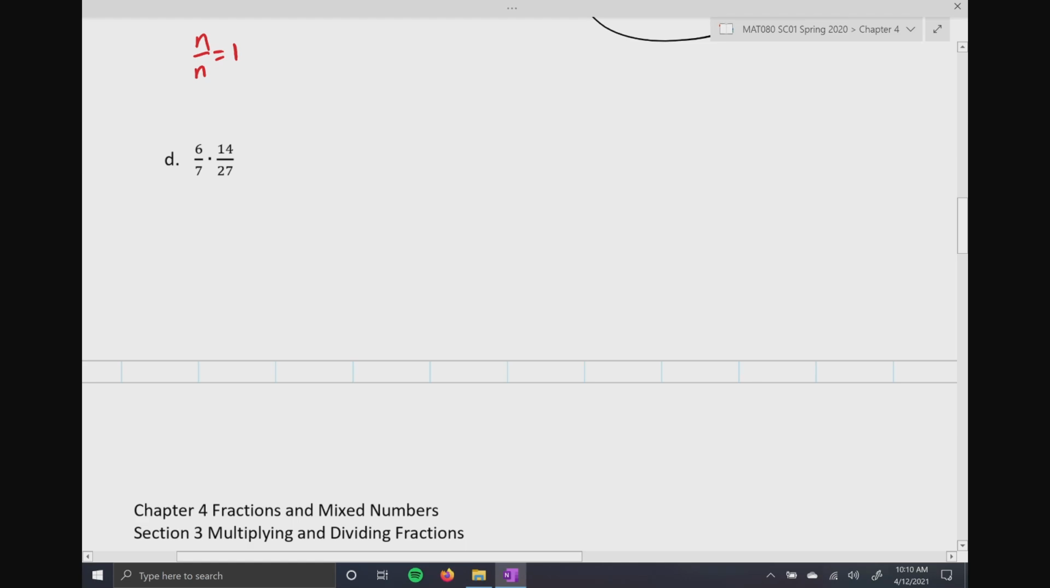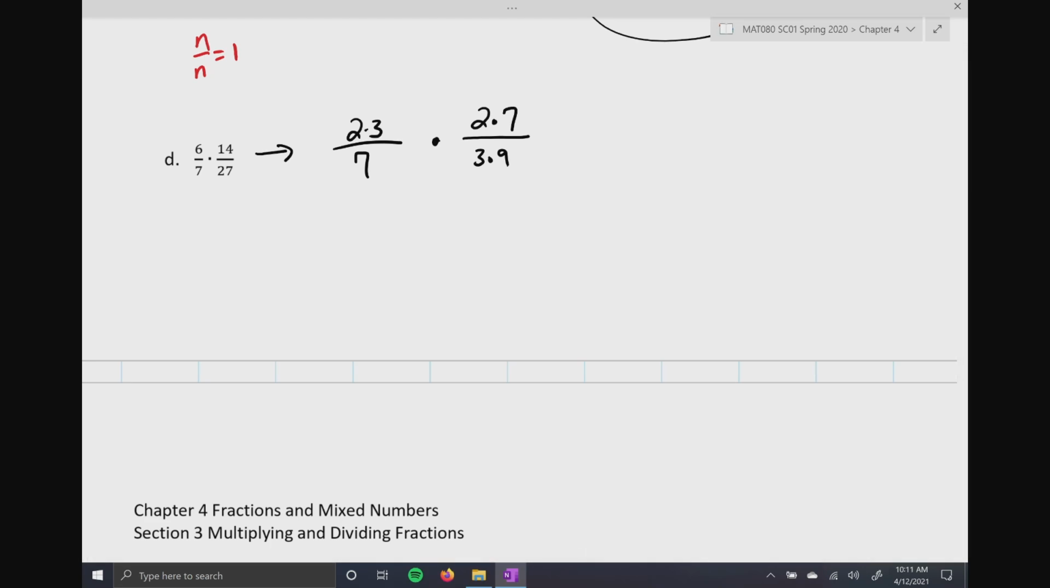Now, if you're following along, you should hopefully see that the first thing I'm going to do is rewrite the 6 as 2 times 3. The denominator 7. 7 is prime, so I leave it like that. Now, let's work on the second fraction. The second fraction is 14. So, that's 2 times 7. And then the 27, I know that's going to be 3 times 9.